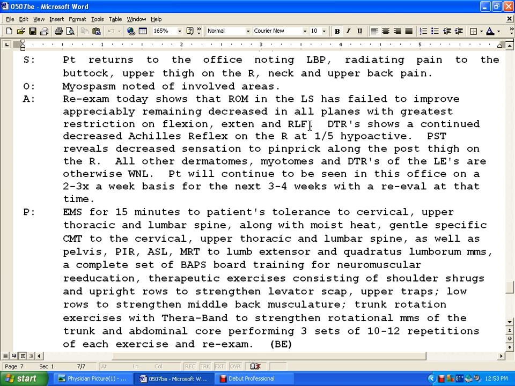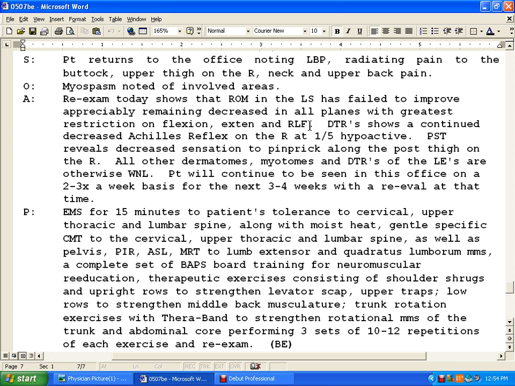And then he does the reflexes. Sometimes it's Achilles, sometimes patella. He'll tell you which one. And again, it's on the R for right. And 1/5 hypoactive. And PST, sometimes he says PST, sometimes he doesn't. And you just have to kind of feel him out and understand what he's saying. He may say sensation, and sometimes he goes into CMT, which is the muscle testing, but each time it's a little different.